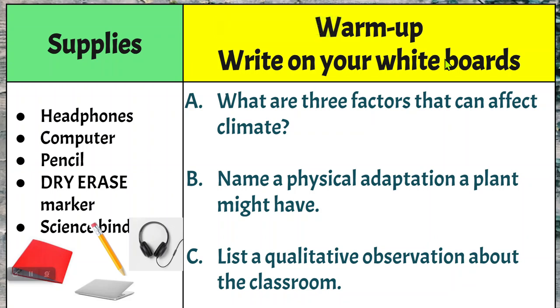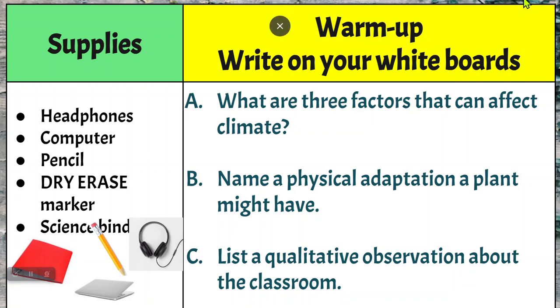Hi, today is Unit 1, Lesson 5. It's our second day of Lesson 5 about our model ecosystems, and today is the first day we will actually see our model ecosystems. So you'll need the following things in class. You'll need headphones, your computer, a pencil, a dry erase marker, and your science binder. That's what it says behind my pictures here.